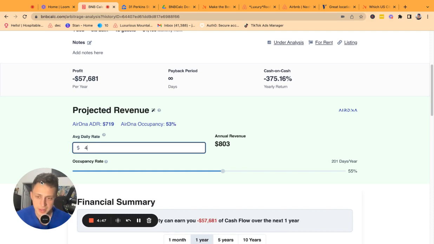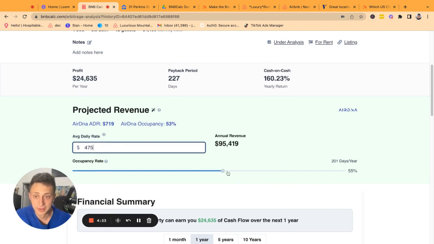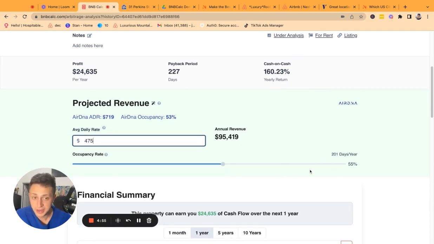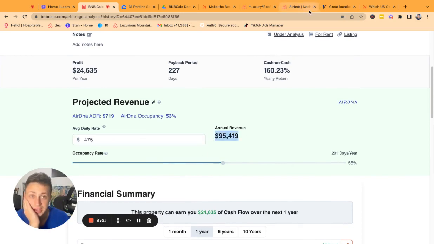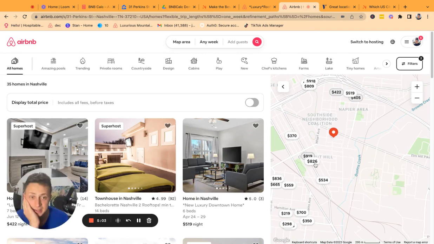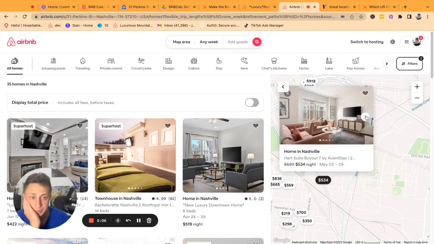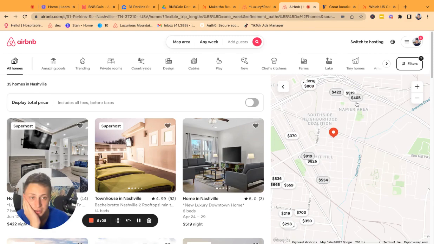I think we can be competitive. People coming to Nashville are going to be willing to pay 475 for a house that looks like that close to downtown. I think we can get occupied higher than 55% here, but again, I want you guys to just try to come up with the best judgment you can. You could also look at Airbnb itself and see what people are charging. $534 a night.